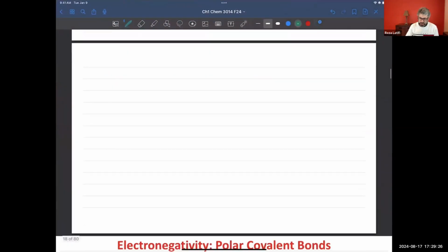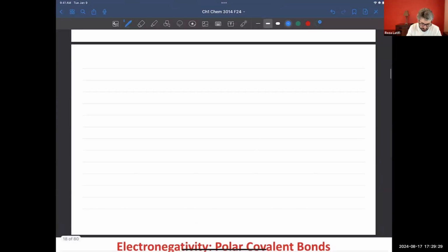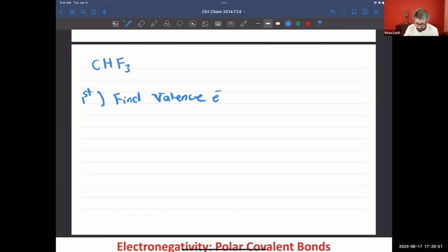Start with this. Okay. So we have, for example, a molecule like CHF3, that is, CH and fluorine three times. Now you want to get the Lewis structure of this molecule. So first step, find valence electrons. And remember, carbon is a group 4.